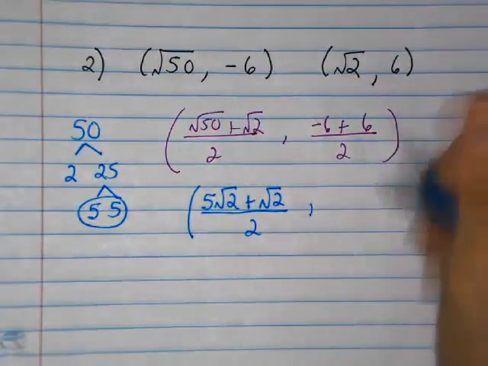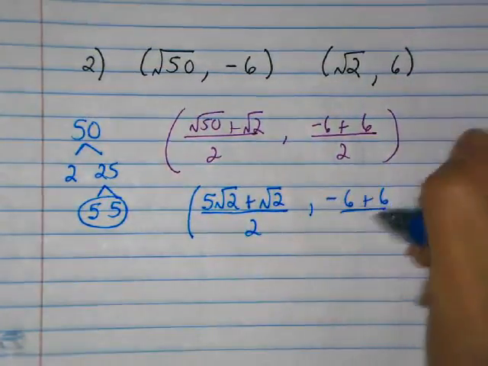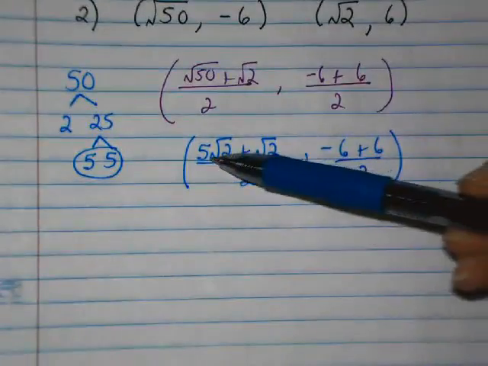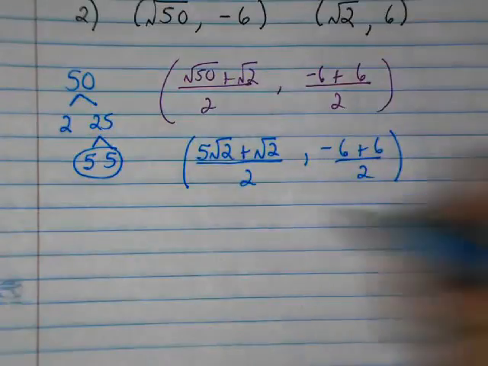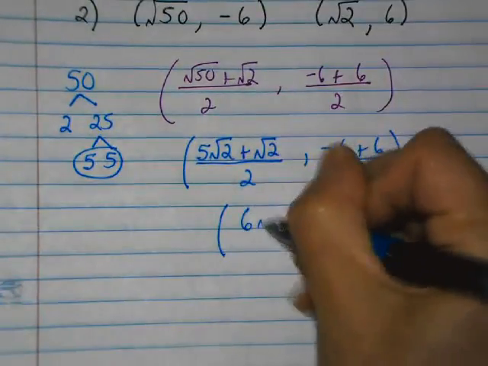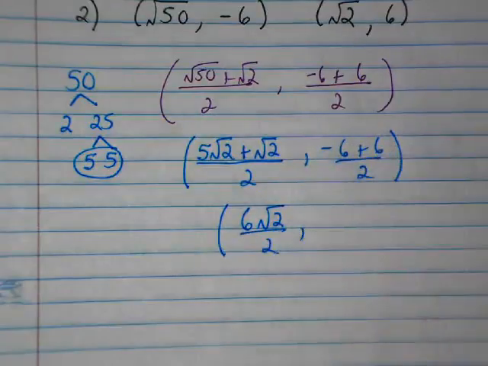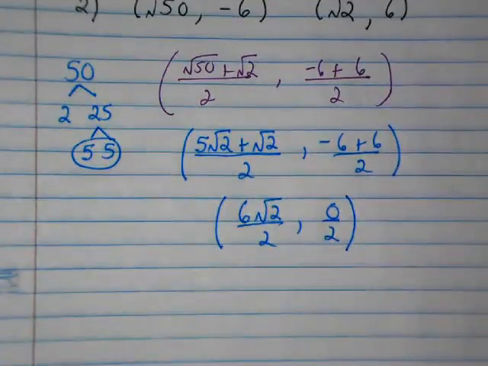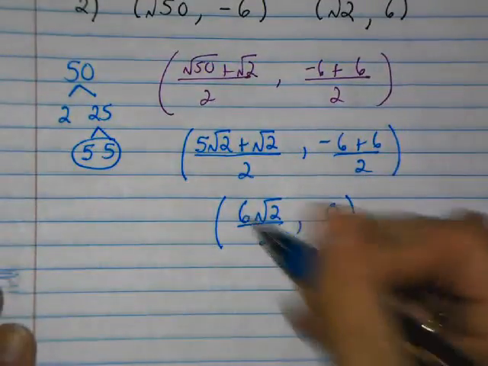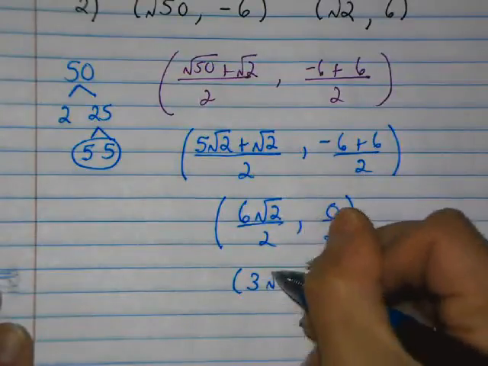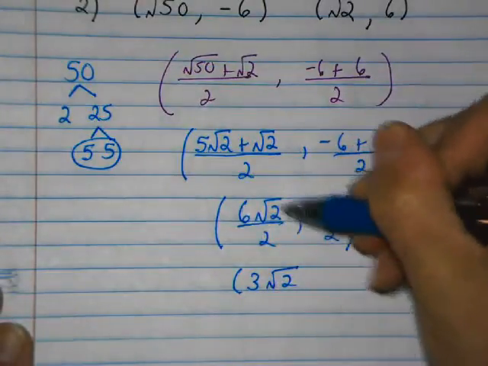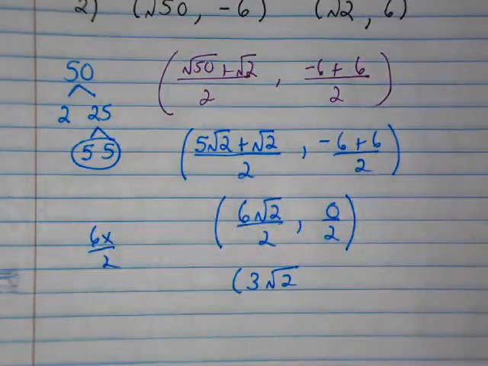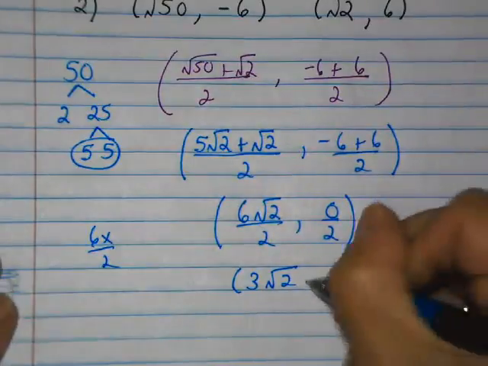Negative 6 plus 6, divided by 2. Alright, so go back to what we were doing before. What are 5 square roots of 2 plus a square root of 2? I'm hoping you got 6 square roots of 2, and 0. And now your last simplify is going to be 6 divided by 2 is 3. We don't divide this 2 into the radical, so he just stays. Just like if you had 6x over 2, you would just write that as 3x. Okay? And 0. And that's my answer.